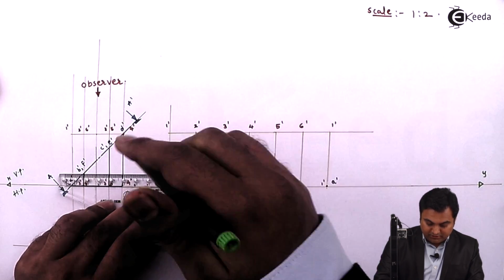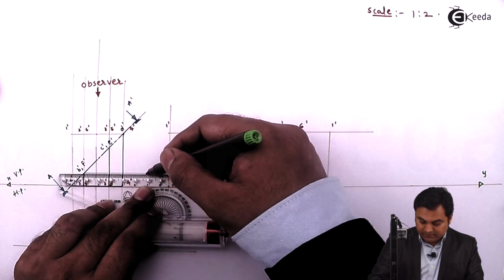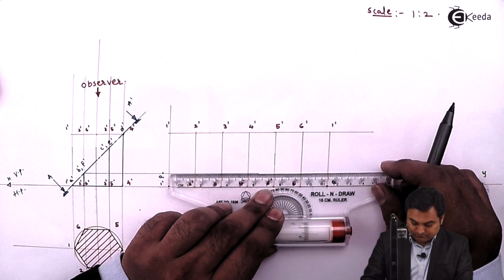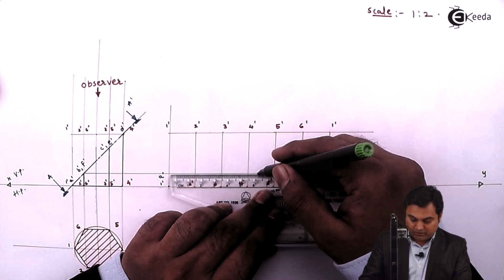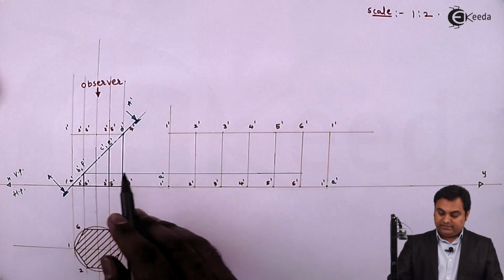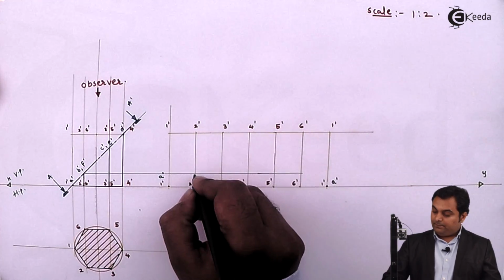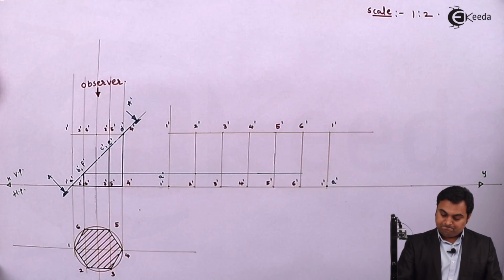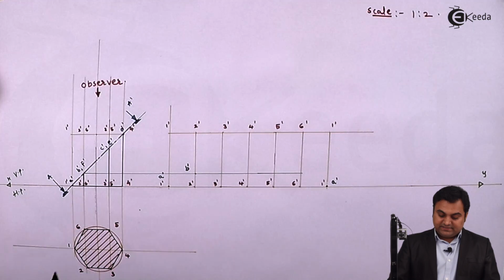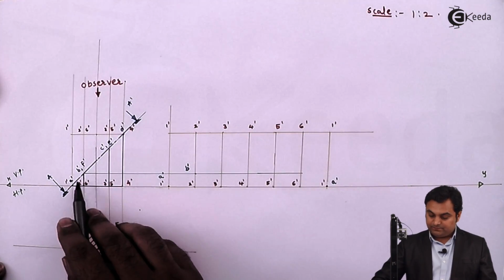So I am projecting it light, extending up to 6 dash. Now, where it is cutting 2 dash, that will give me the B dash point. Next, where it is cutting 6 dash, that will give me F dash.